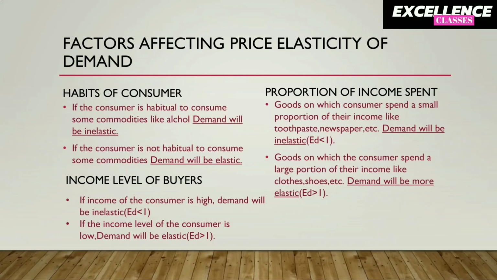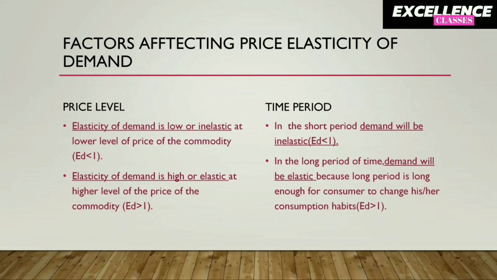Now the next factor is proportion of income spent. Goods on which consumers spend a small proportion of their income, like toothpaste, newspaper, etc., demand will be inelastic. On the other hand, goods on which the consumer spends a large proportion of their income, like clothes, shoes, etc., demand will be more elastic. Another factor is price level. Elasticity of demand is low or inelastic at a lower level of price of the commodity. On the other hand, elasticity of demand is high or more elastic at a higher level of price of the commodity.